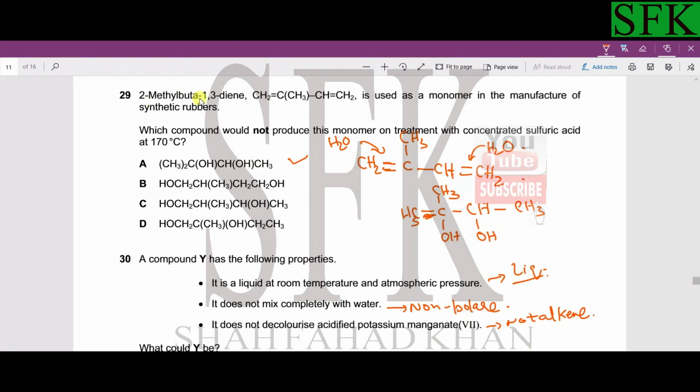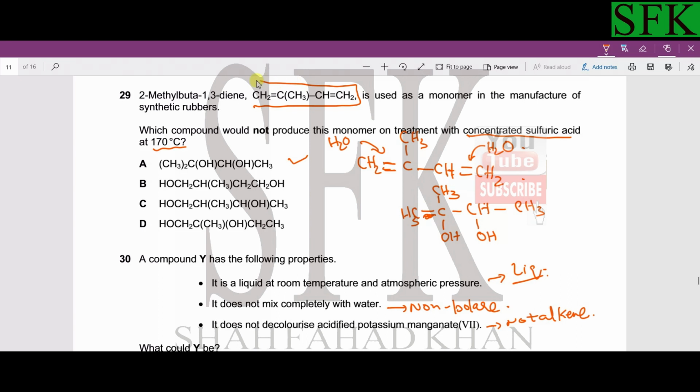29. 2-methylbuta-1,3-diene is used as a monomer in the manufacture of synthetic rubbers. Which compound would not produce this monomer when treated with concentrated sulfuric acid at 170 degrees Celsius? They are actually asking us about dehydration, since those are the conditions given. So they are asking which of these compounds will not form this compound on dehydration. The shortcut to this is that you go in the reverse direction.